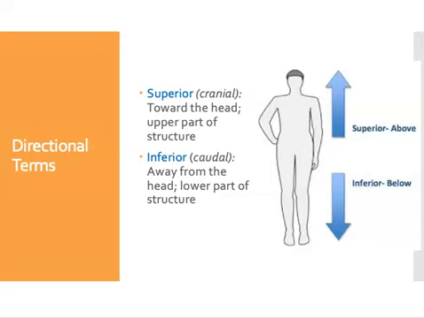Remember, these are the kinds of terms you use when you want to describe a structure on or in the body in relation to another part of the body. These terms are usually paired. For example, on this slide, we're looking at two terms, superior and inferior. The term superior refers to toward the head or toward the upper part of a structure.